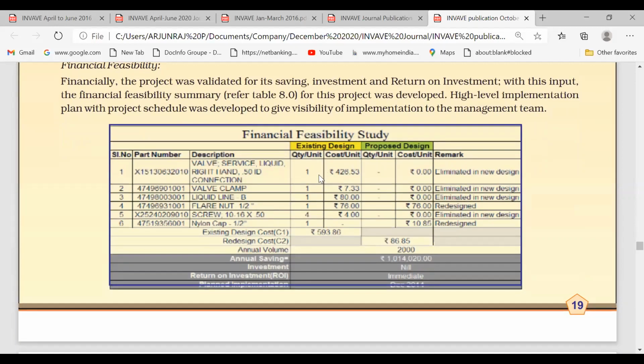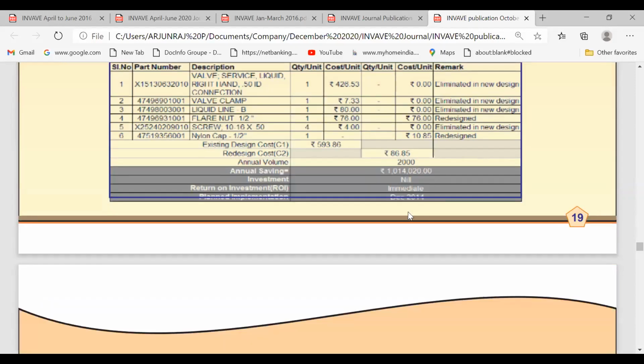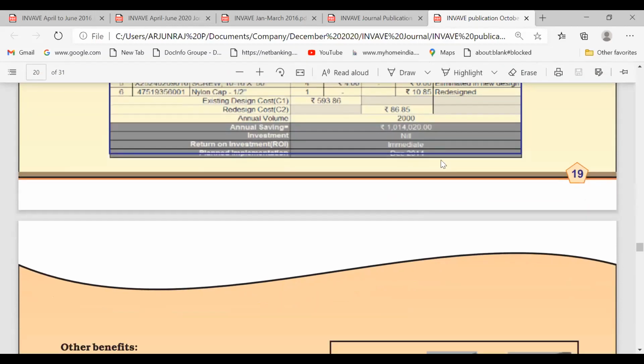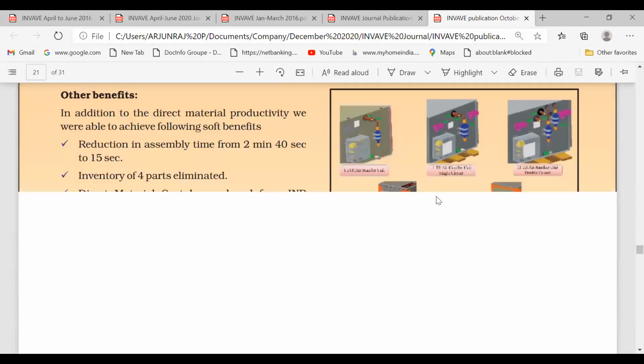The existing design is having more parts, more components, but in the new design you are going to eliminate all these components. You are going to reduce the number of components without affecting the function. And you see the annual saving. You know what is the savings if you are going with this design? It's almost 10 lakh cost saving in a year. This was implemented in 2011, very long back.